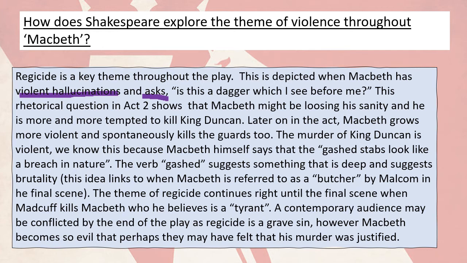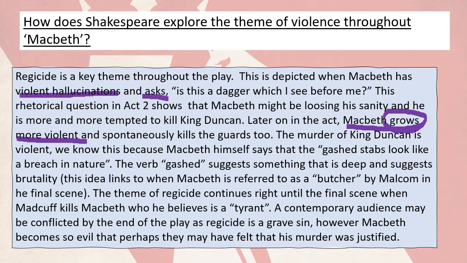Later on in this act, Macbeth grows more violent and spontaneously kills the guards too. Okay, so there's this mention of Macbeth's character development or change in that he grows more violent. So always thinking about character development or change in your essays, and spontaneously kills the guards too. The murder of King Duncan is violent. We know this because Macbeth himself says that the gashed stabs look like a breach in nature. The verb gashed suggests something that is deep and suggests brutality.